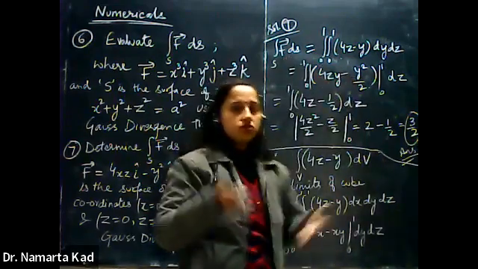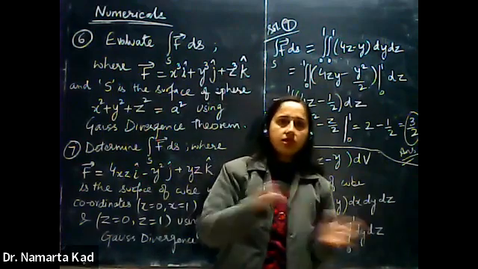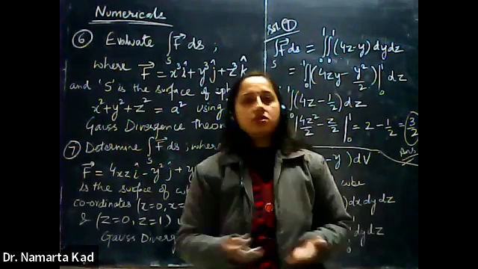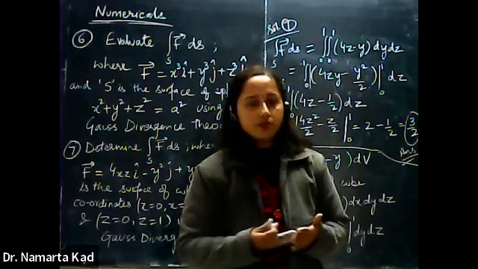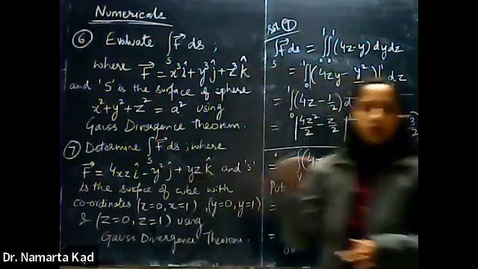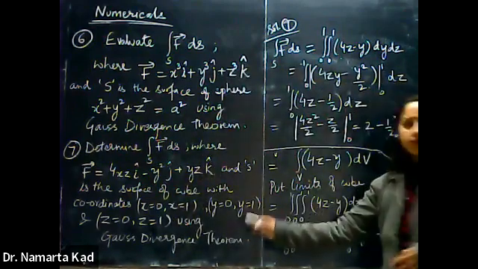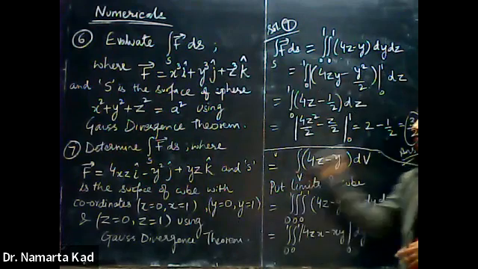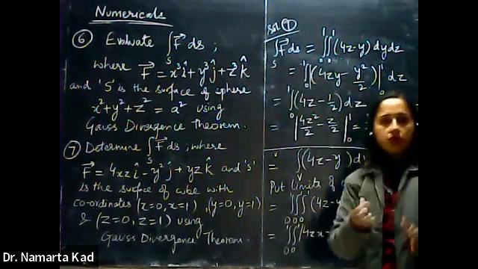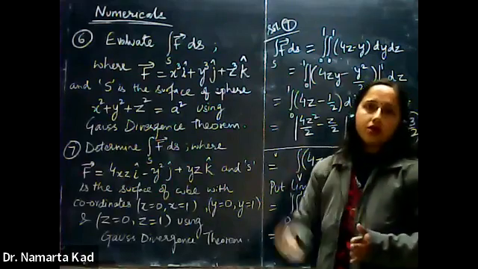So by using the Gauss Divergence theorem, we can easily solve these types of questions, whether the surface is some sphere, or some cylinder, or a cube. Just put down the conditions given in the question and solve for the surface integral, or you can also solve for the volume integral.